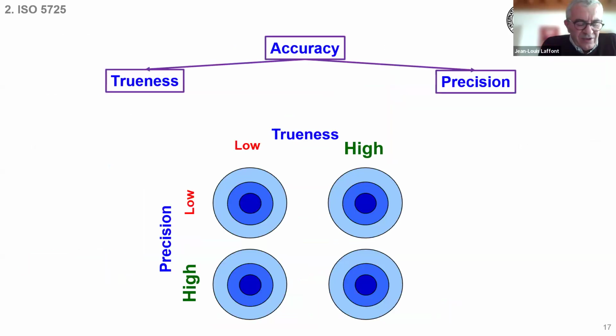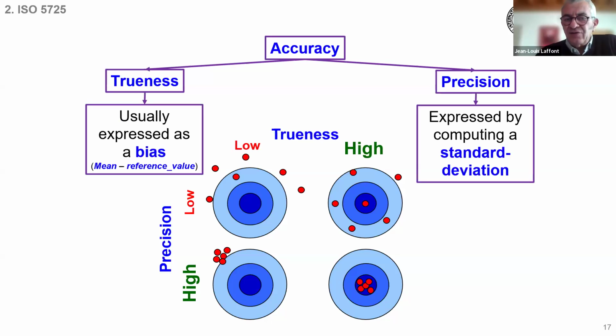Here is a classical slide which is used to illustrate trueness and precision. Here you have high trueness and high precision. Here, low trueness and low precision. Here, low trueness and high precision. And here you have high trueness, because if you take the average of the points, it is in the middle of the target, but you have a bad precision. Trueness is usually expressed as a bias, which is the difference between the observed mean and the reference value. Well, the problem is how to define the reference value. Sometimes we know the true value, but sometimes not. But this will not be the topic for this presentation. And precision is usually expressed as a standard deviation.